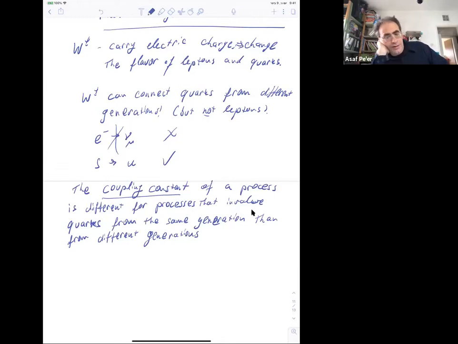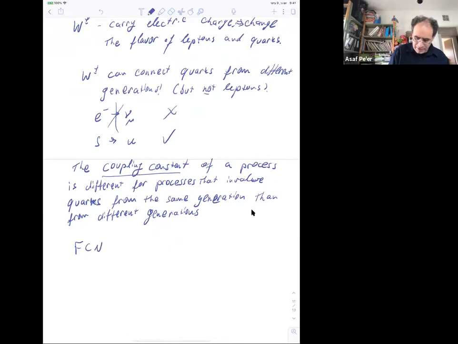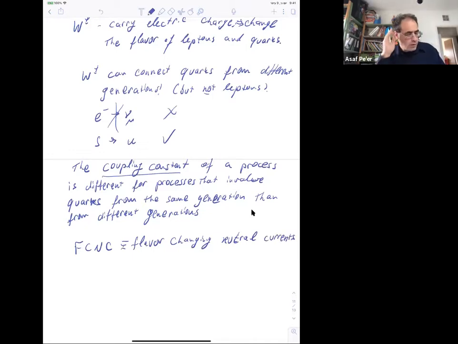Now, this can only happen by the charged weak current. There are no flavor changing neutral currents. That's called FCNC, flavor changing neutral currents. They have never been seen in experiment.